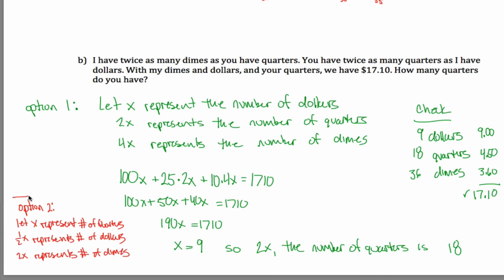The advantage to option 2 is then when you figure out x, you're done. Over here I figured out x and I wasn't done. 2x was the answer. The advantage to option 2 is that x is the answer. The disadvantage is that I have this half in here, so now I have to start dealing with fractions, which I know a lot of people don't like.